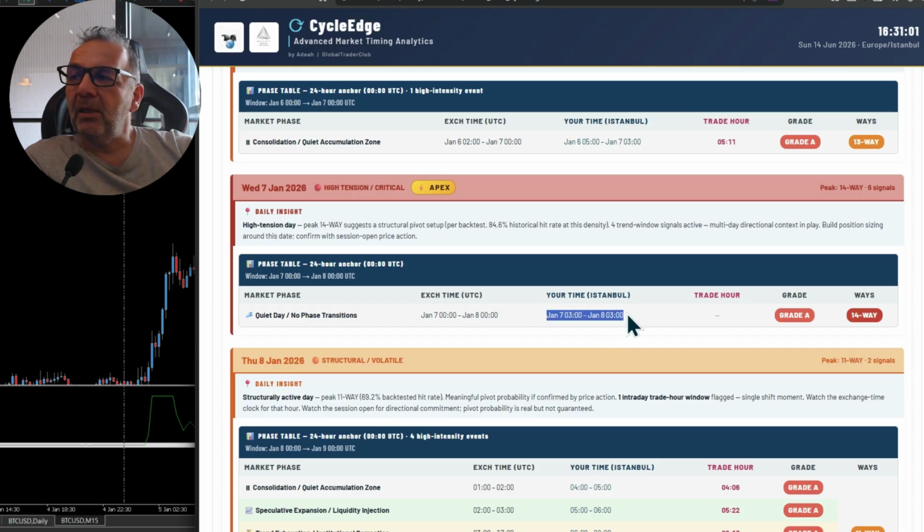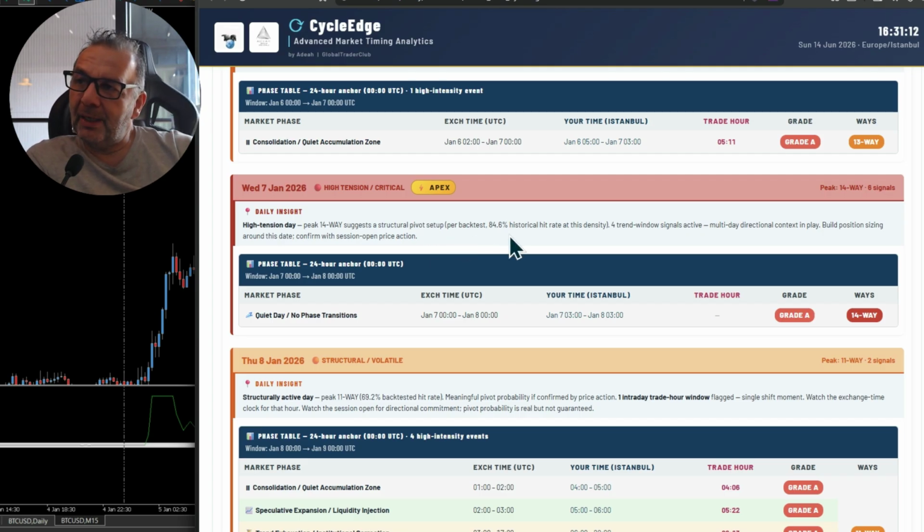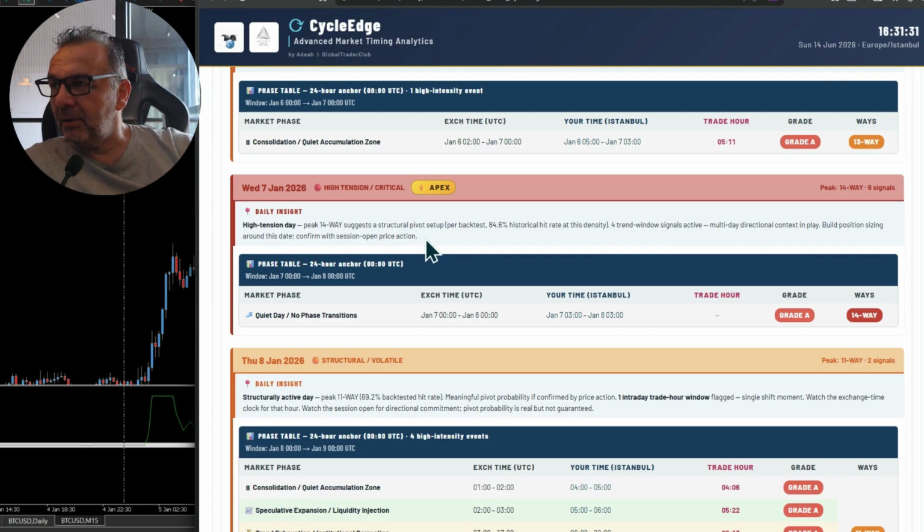So let's see what it says. High tension day peak, 14 ways. Suggests a structural pivot setup. Back test 84.6 historical hit rate at this density. 4 trend window signals active, multi-day direction context in play. Build position sizing around this date. Confirm with session open price action. All right, fair enough. So the 7th of Jan, let's take a look.